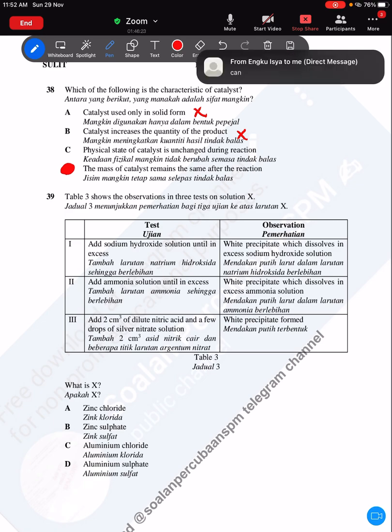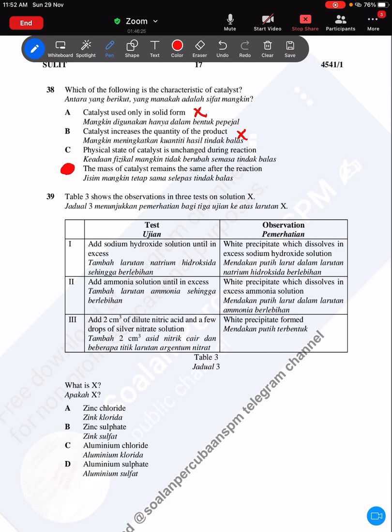Okay, the table shows the observations in 3 tests on solution X. Solution X. First, they add sodium hydroxide, NaOH, and get a white precipitate which dissolves in excess sodium hydroxide. So, what ion am I talking about? There are a few choices.